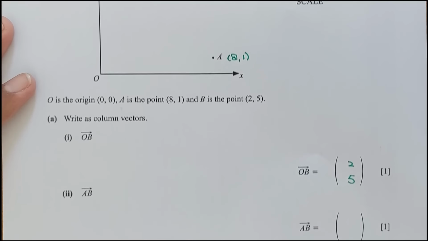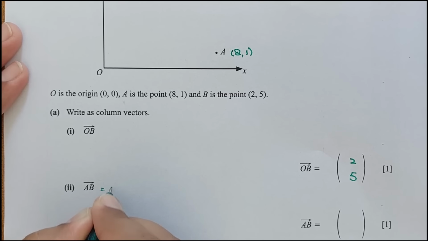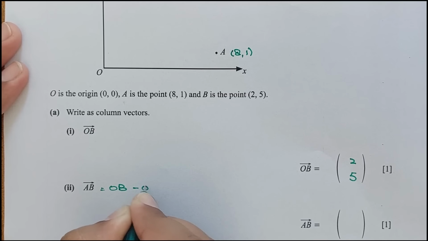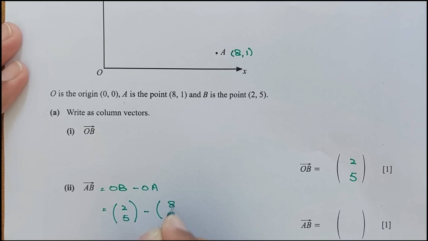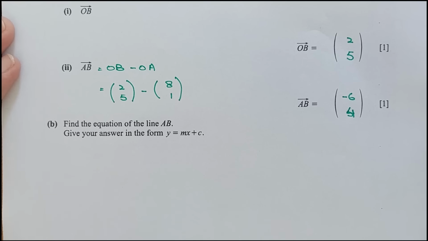Number 2, AB, which is OB minus OA. OB minus OA. What is OB, which is (2, 5), and what is OA, which is (8, 1). So 2 minus 8, which is minus 6, and 5 minus 1 is 4. So AB is the column vector (minus 6, 4).